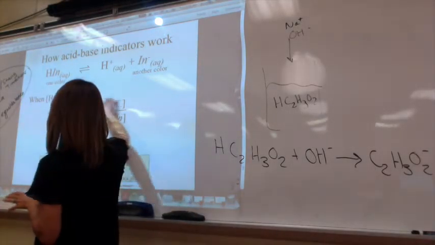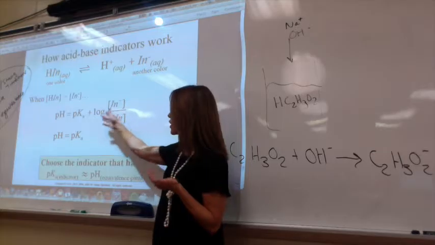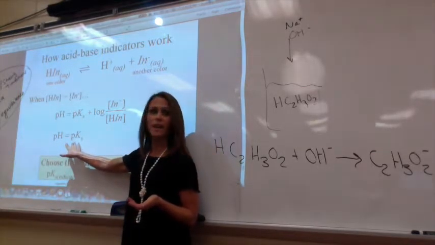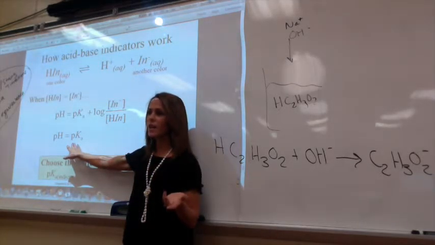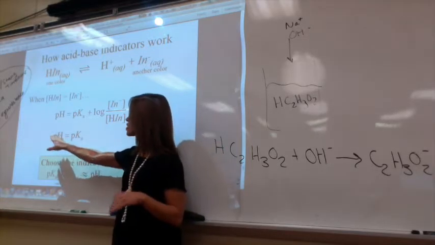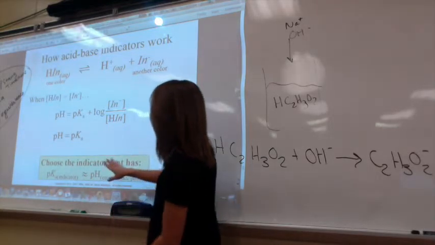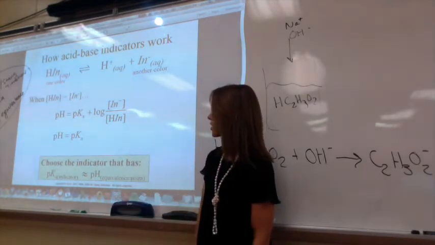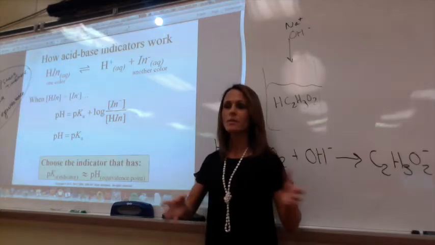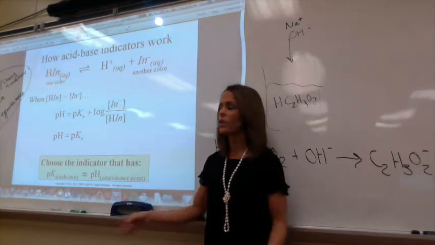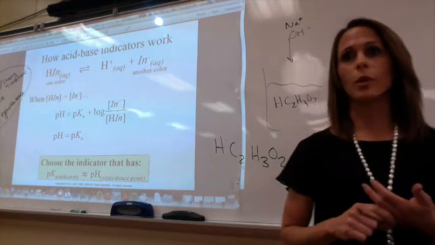So if you make it look like a Henderson-Hasselbalch equation, it's going to change color when these two are equal. Again, log of 1 is 0, so the pH would be equal to the pKa. So you're going to get the pKa values or the Ka value of an indicator, and then you find the pKa, and the pKa should be equal to the pH that you're looking for when they're going to change their colors. So this is key. Choose the indicator that has a pKa equal to the pH at the equivalence point. Because we want them to have the same pH, but you'll just use a pKa value. You've got to memorize that. So the pKa of the indicator should be equal to the pH at the equivalence point.